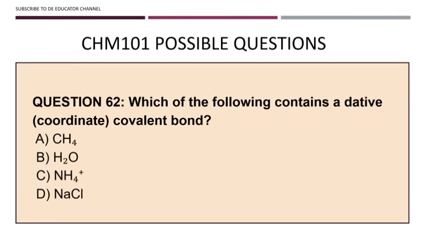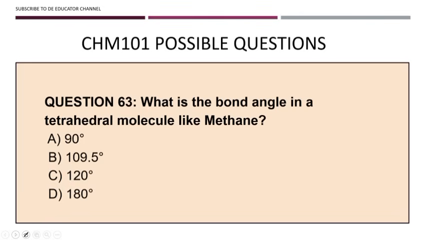62. Which of the following contains a dative coordinate covalent bond? Okay. So when you hear covalent bond, there are various types of covalent bond. One type of covalent bond is dative, right? So when you see anything that contains an ion in your exam and they ask what type of bond this is, just pick dative. In a dative covalent bond, there's a question like that. When I get there, I'll explain.